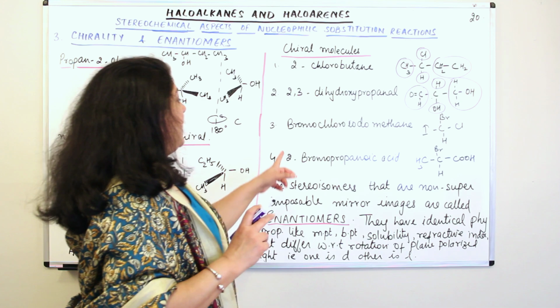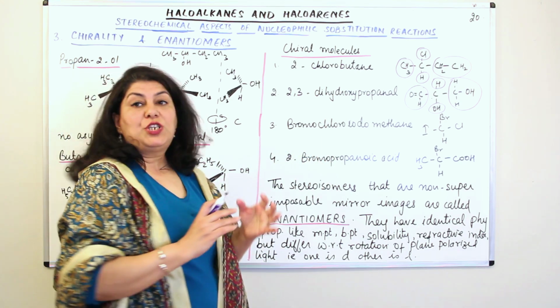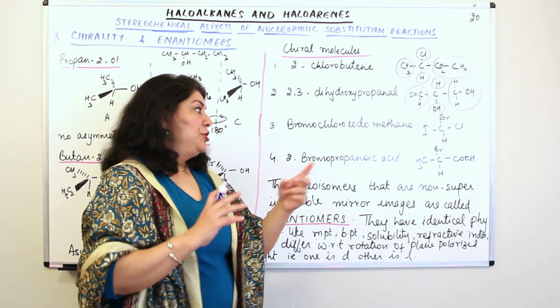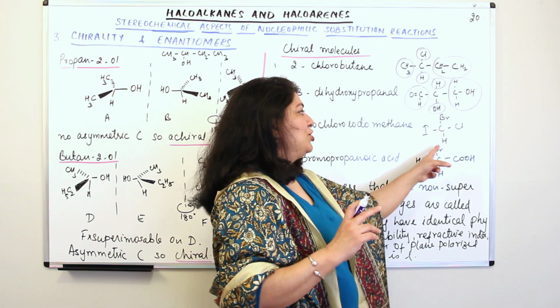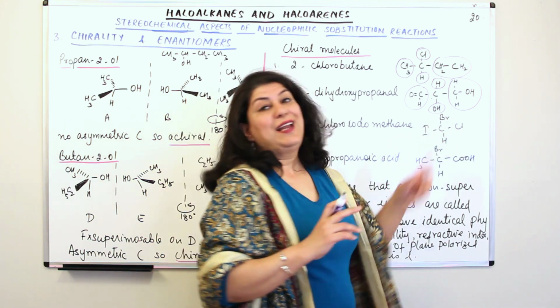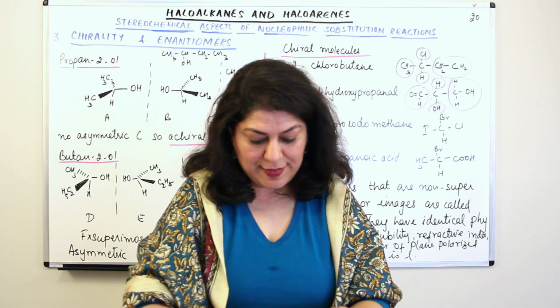The next example is bromochloroiodomethane. What is methane? Methane is CH4. Three of the hydrogens are substituted with bromine, chlorine and iodine. So this carbon now is attached to four different species: hydrogen, iodine, bromine and chlorine. Right? Imagine this again, I'll take this example.